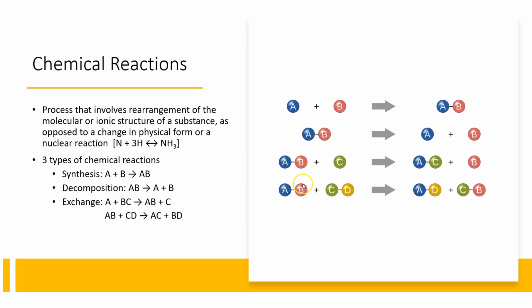So there's two examples here where you might have a substance like AB, and then it can exchange with another substance to become something like AC here, where you just got AB plus C. Or you can have AB and then CD in an exchange reaction, where then the AB compound exchanges B for D, and the CD compound exchanges D for B, so they just swap.